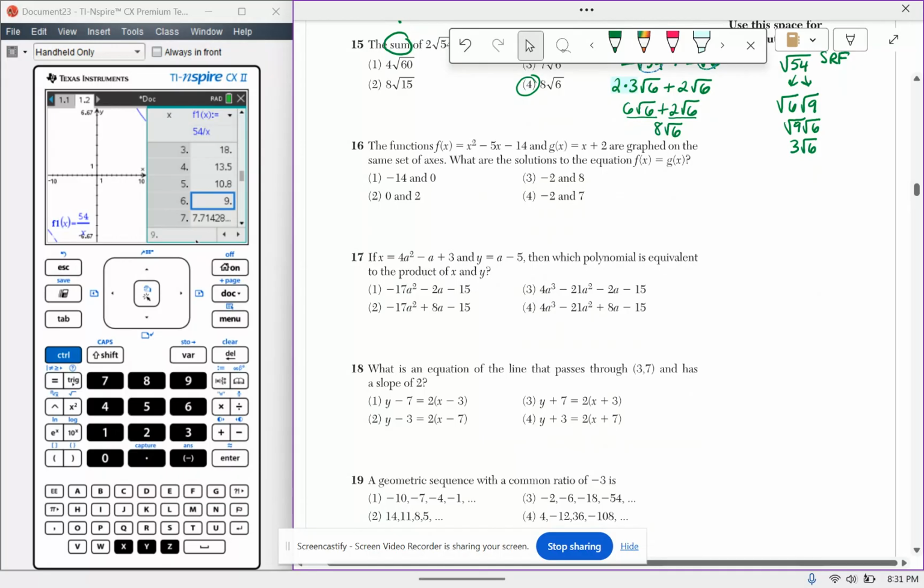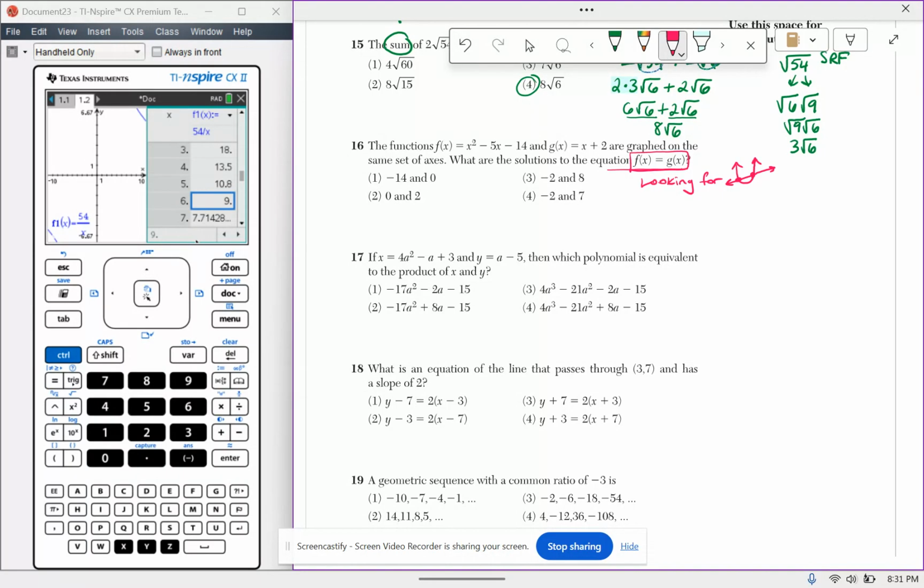16. The functions f of x equals x squared minus 5x minus 14 and g of x equals x plus 2 are graphed on the same set of axes. What are the solutions to the equation f of x equals g of x? F of x equals g of x means you are looking for where the graphs cross. One is quadratic and one is linear. That means you're probably going to have 2 answers, okay?